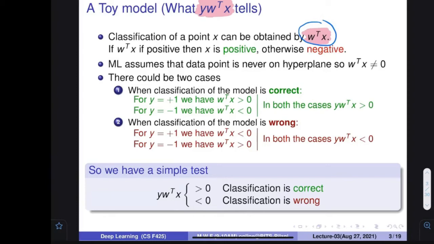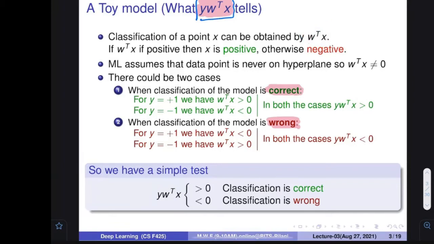Let me find out what value I am going to get if I multiply this with y. Let us find out another quantity, y W transpose X. What is this value? There could be two cases: one when my model is correct, and second when my model is wrong. When my model is correct, then what is the value of y? What is the prediction of the model?